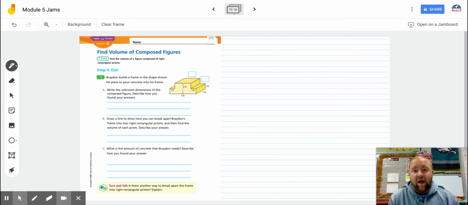Okay, so when we look at this picture, we're going to try and remember in our head that really it's just a strange looking figure that's composed of, or made up of, two boxes sitting on top of one another, right? That's the simplest way to look at it. When we are talking about right rectangular prisms and composed figures like these, the biggest thing we have to remember is any line that is across from one another in a rectangle or a square is going to be equal to the ones that are across, right?